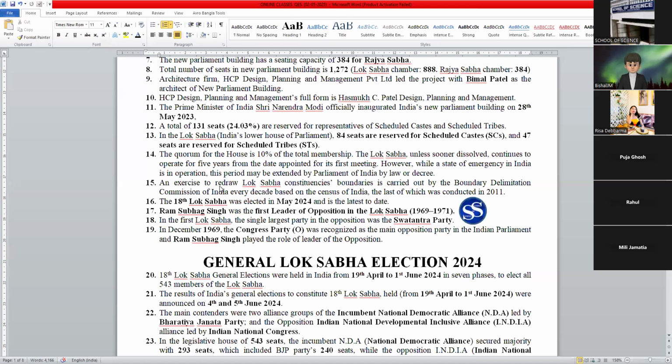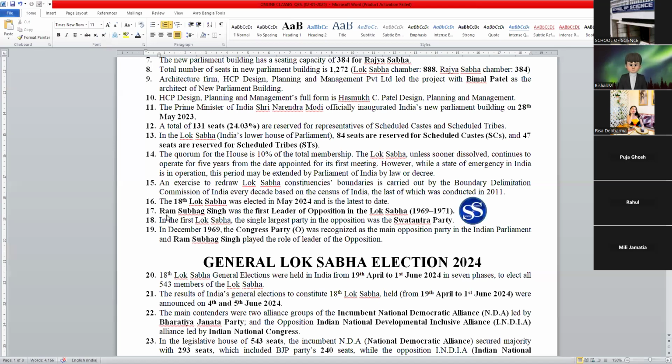Point number 15. An exercise to redraw Lok Sabha constituency's boundaries is carried out by the Boundary Delimitation Commission of India every decade based on the Census of India, the last of which was conducted in 2011. The 18th Lok Sabha was elected in May 2024 and is the latest to date.